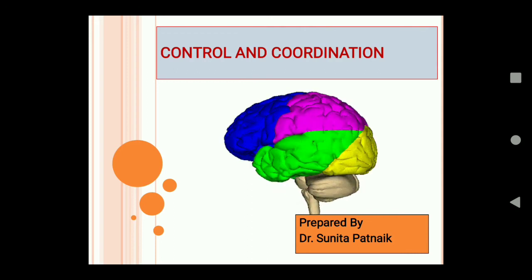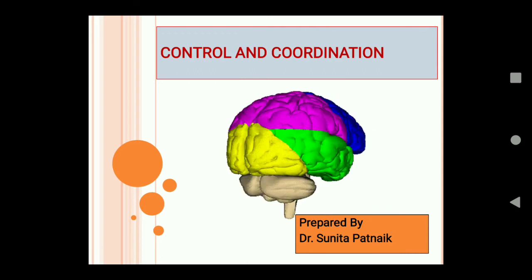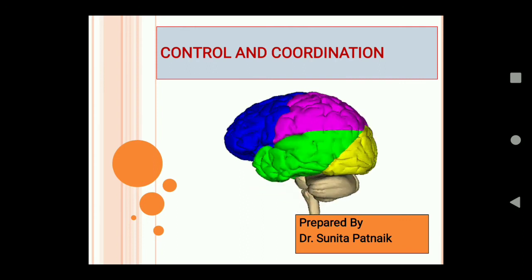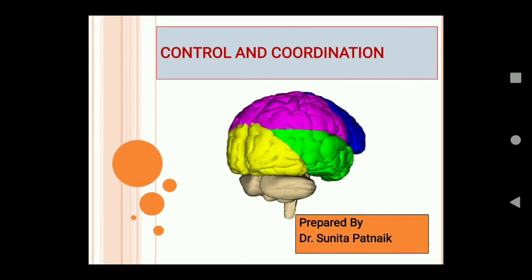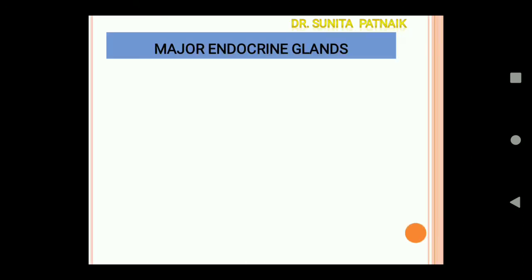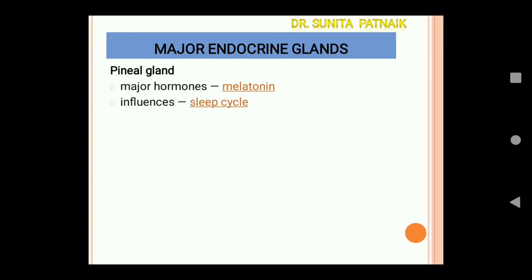We'll continue the lecture from control and coordination glands. We have already studied some important endocrine glands. Today we are going to study some more major endocrine glands like thyroid gland, adrenal gland, and some more glands. Pineal gland. The major hormone in pineal gland is melatonin, and it influences the sleep cycle.